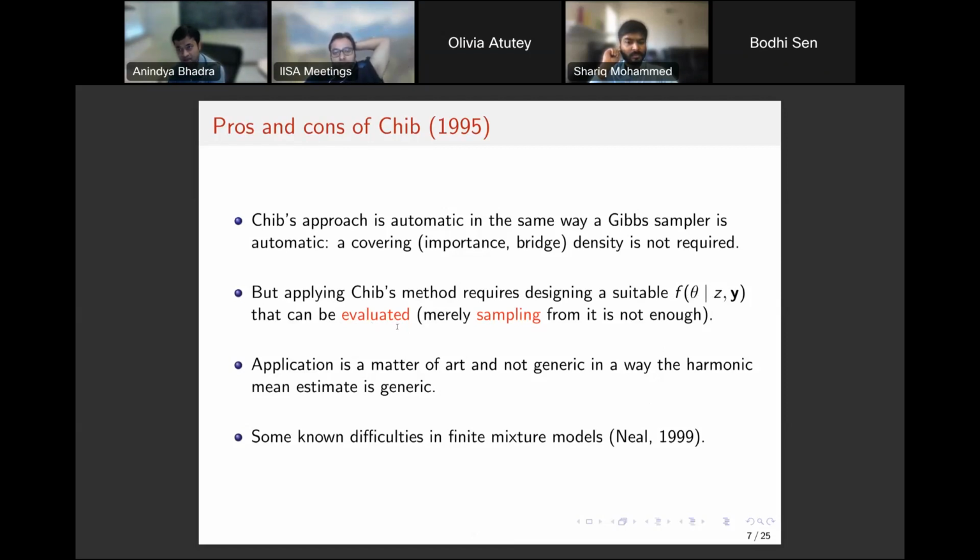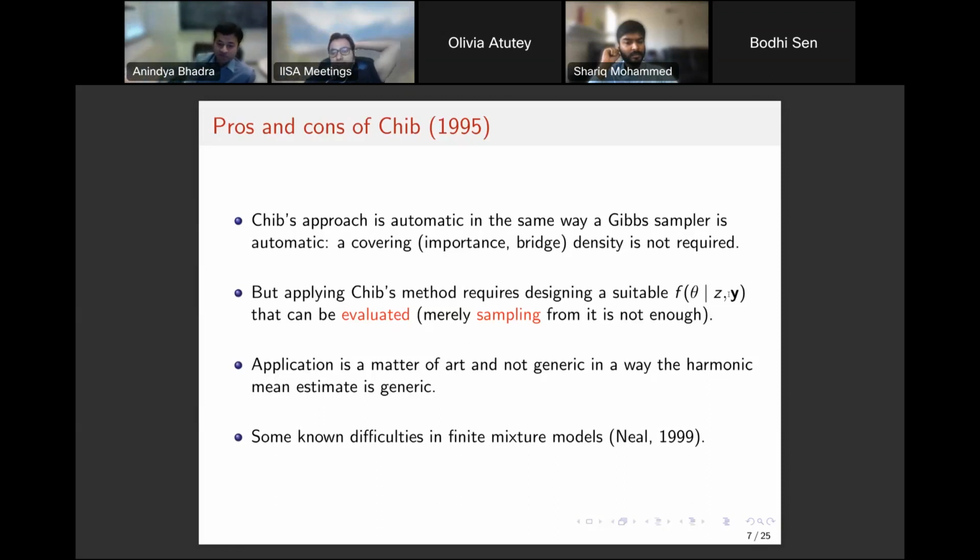Okay. And then, therefore, application is a matter of art. You have to introduce this latent z in a certain way such that the normalizing constant of theta given z, y becomes tractable. Okay, so it's not generic in a way. The harmonic mean estimate is generic or a black box approach.